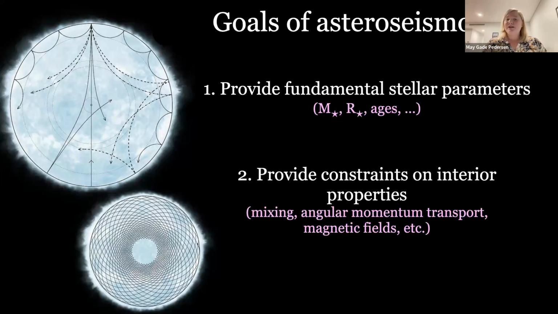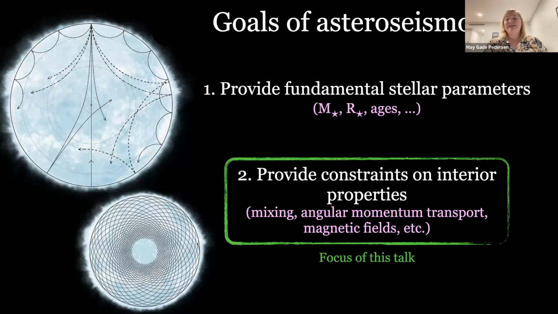So asteroseismology has 2 main goals. One is to exactly derive these fundamental stellar parameters. And the second goal is to try to provide constraints on the interior properties of the stars, such as the internal mixing, angular momentum transport, and magnetic fields. And maybe not surprisingly, the focus of my talk is going to be on this second point here.